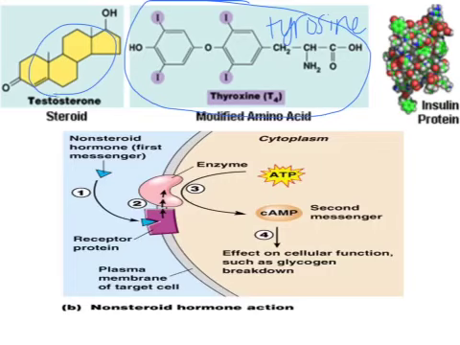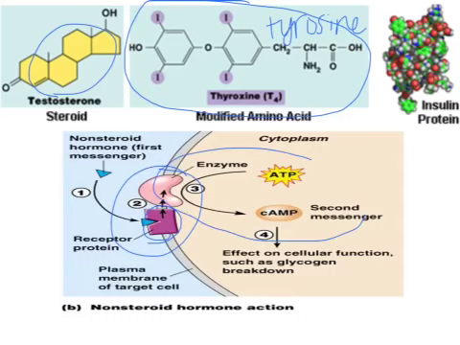Okay, so your non-steroid-based hormones have to go through this signal transduction pathway. They're stuck on the outside of the cell, so they have to bind to a receptor on the outside. And when they bind to that receptor, it'll start a pathway inside of the cell. That pathway will then cause whatever reaction is going to happen.